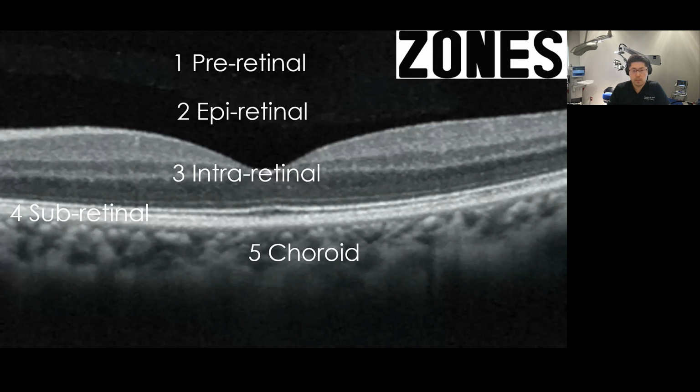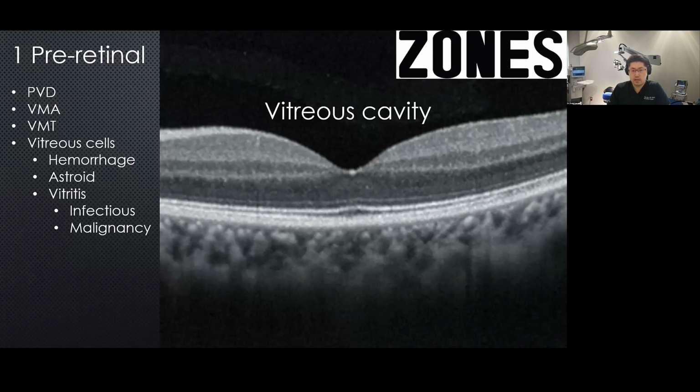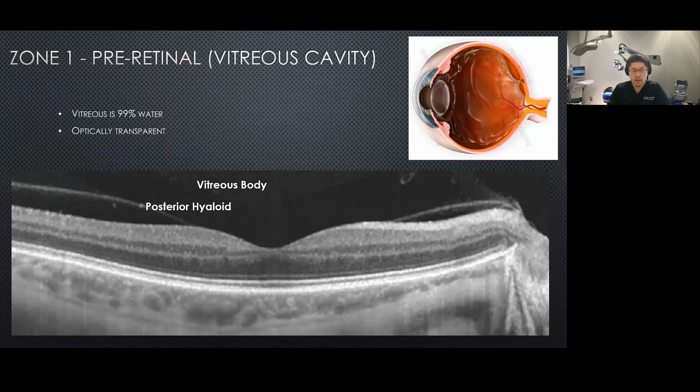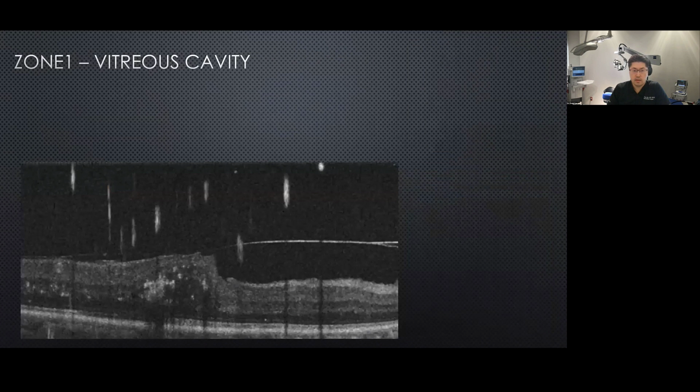The vitreous cavity is probably the easiest of all the zones because we don't really need OCT for this. And there's only a handful of conditions that have a vitreous cavity finding here. The vitreous is made of 99% water and therefore should be optically transparent. The only reflection we should see is the posterior hyaloid. Now, when we do see something in the vitreous, and someone mentioned this in the pre-lecture question, how do you know something is artifact?